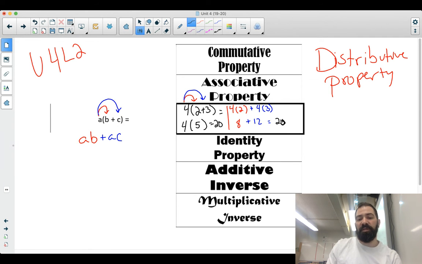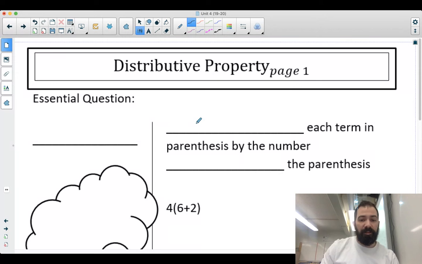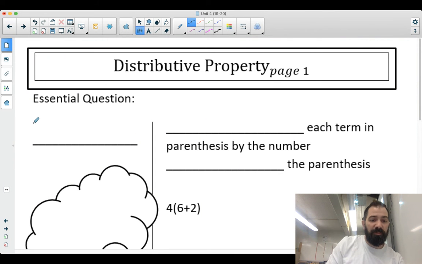I know that's a longer process than just doing the problem directly, but it explains what our concept is. When we start working with variables, it's going to be a little more difficult, and you cannot do it the direct way. Let's look at some definitions of the distributive property.